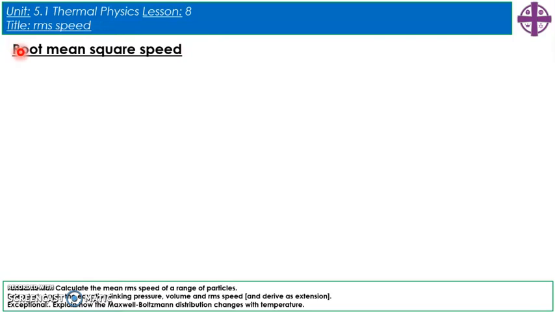Now, it's a bit of a mouthful. Root mean square speed. Root means square root. Mean meaning mean. Square meaning square it. And speed meaning speed. Before we get to that, let's break it down a little bit more. And let's first of all look at this here.